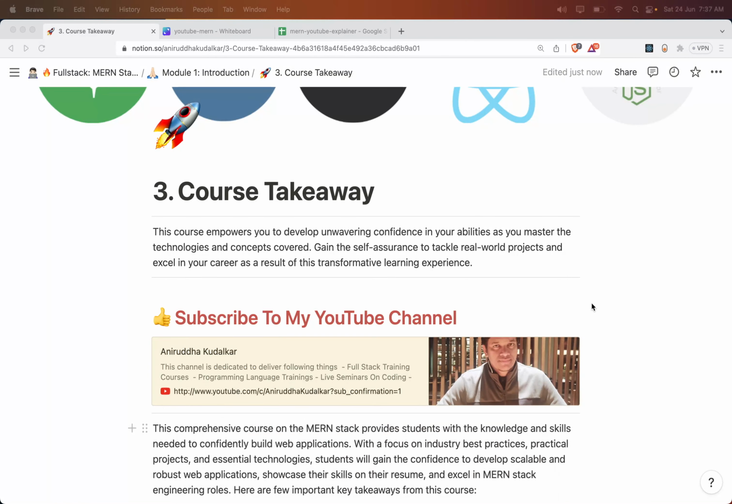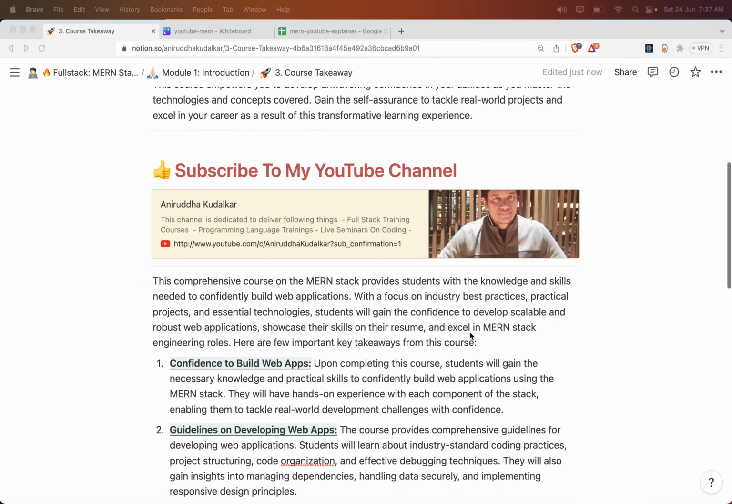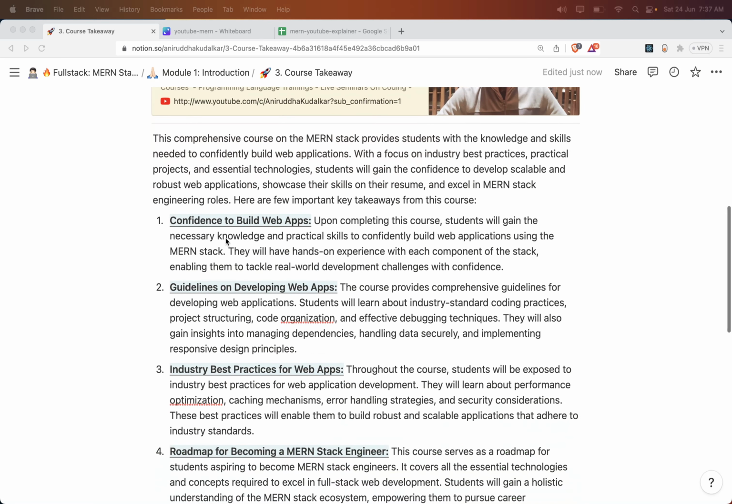Hi, in this session we will see what is the course takeaway. As per me, the key takeaway from the course is the confidence. Confidence to build the MERN stack applications. That's what I have written. Confidence to build the web apps is the first key takeaway.